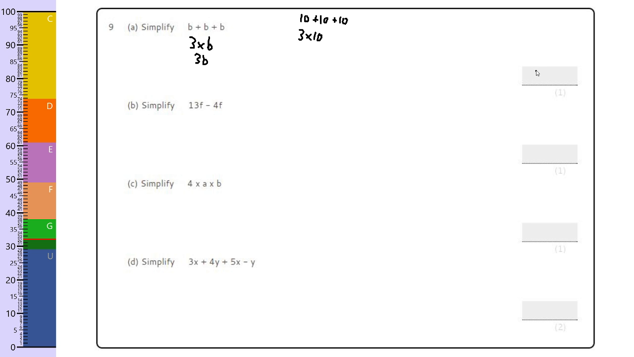You walk up to any mathematician in any country, okay, obviously who have our alphabet, and they'll say, oh yeah, that's just 3 times b. Okay, probably in a different language if they don't speak ours.